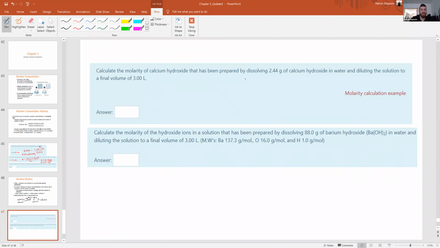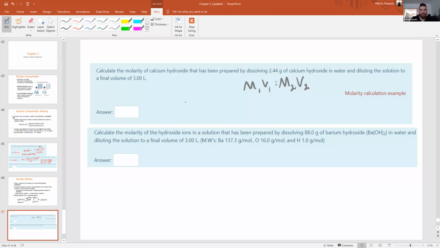Also, these 2 equations, dilutions and molarity, will be given on the exam. So I'm going to write down our equation, M1V1 equals M2V2. So calculate the molarity. There's 2 things going on here. So we're going to calculate the molarity of a calcium hydroxide solution that has been prepared by dissolving 2.44 grams of calcium hydroxide in water and diluting it to a final volume of 3 liters. Oh, that's not really dilution. We'll solve it, whatever. I don't think that's going to be using this equation, but okay.